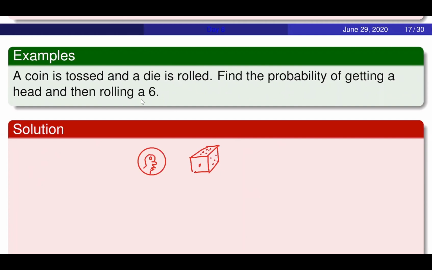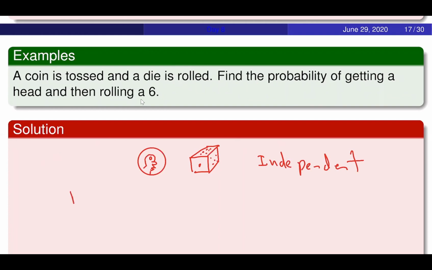All right, so we toss a coin and then we roll a die. If a coin lands on heads, does that make it more likely that when we roll a die, it's going to land on 6? No. So these events are independent from each other, because one event doesn't influence the other event.